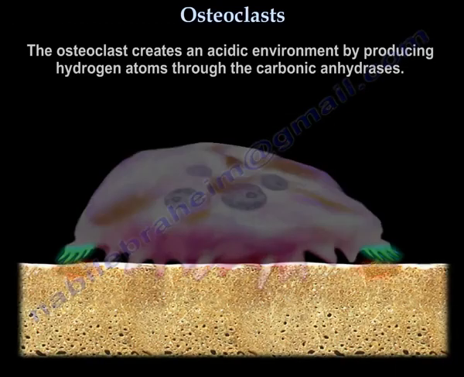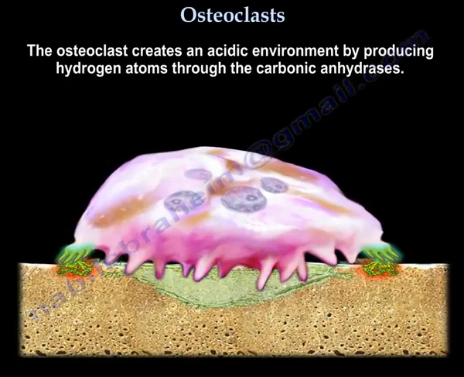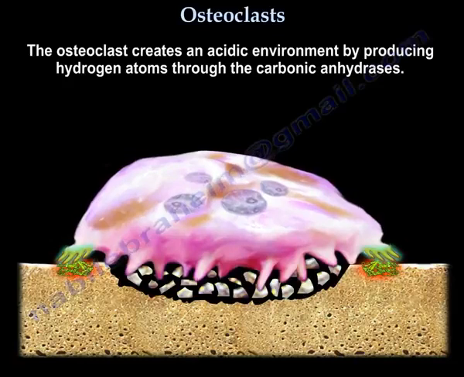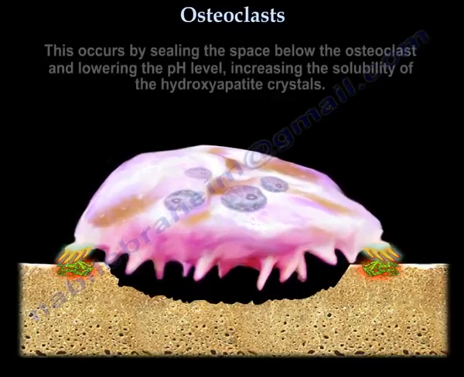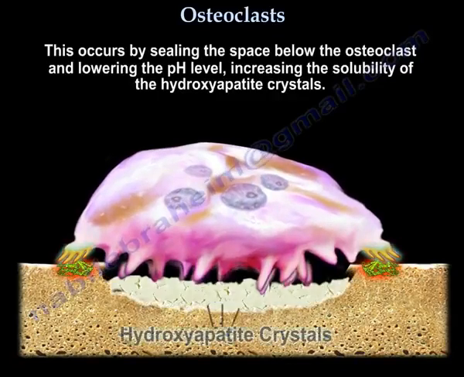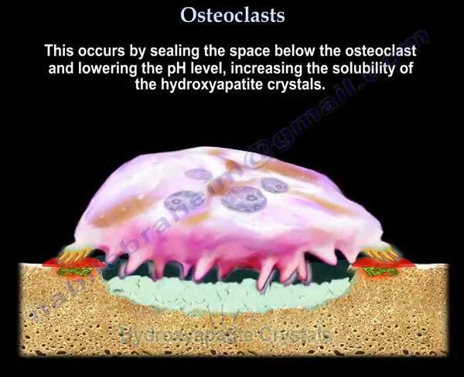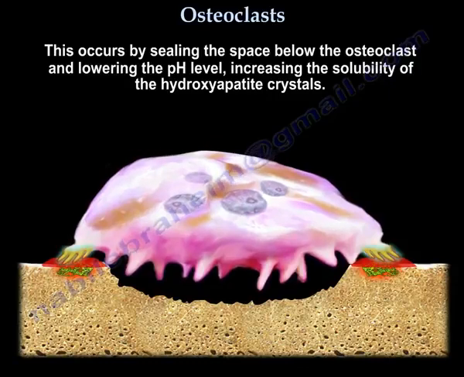And then the osteoclasts create an acidic environment by producing hydrogen ions through the carbonic anhydrase, which demineralizes the bone and exposes the organic matrix. This occurs by sealing the space below the osteoclast, lowering the pH and increasing solubility of the hydroxyapatite crystals.